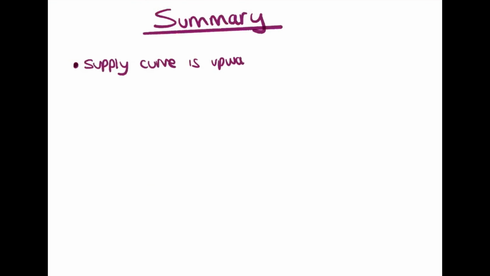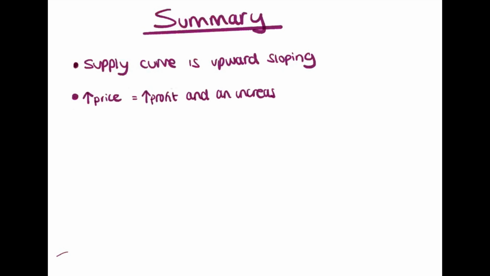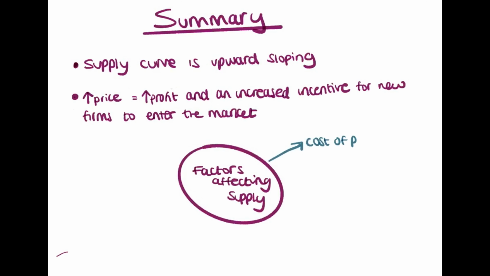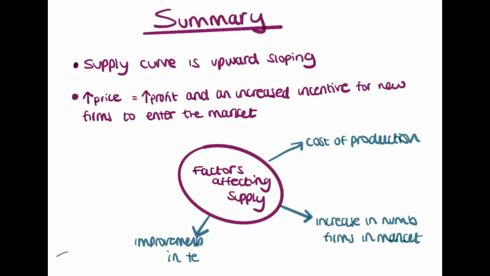Let's summarize. We know that the supply curve is upward sloping, meaning any increase in price also leads to an increase in quantity supplied. This is due to the profit maximization objective of firms. Factors that affect supply include a change in the supplier's cost of production, a change in the number of suppliers in the market, improvements in technology, a reduction in government taxes, or an increase in government subsidies.